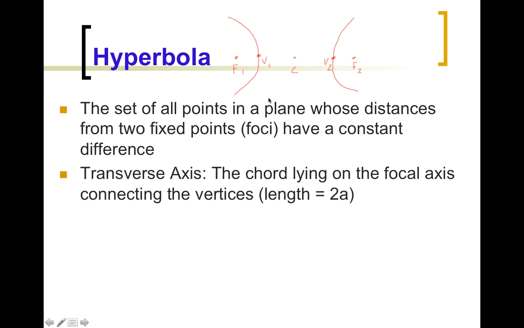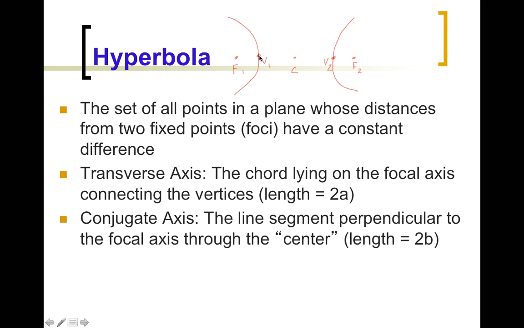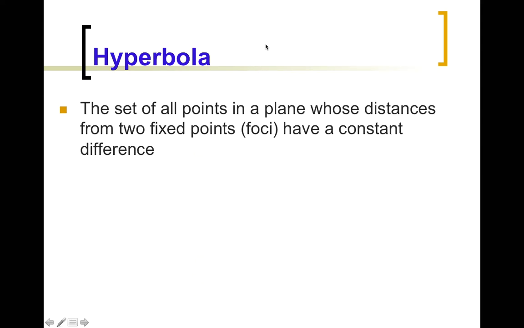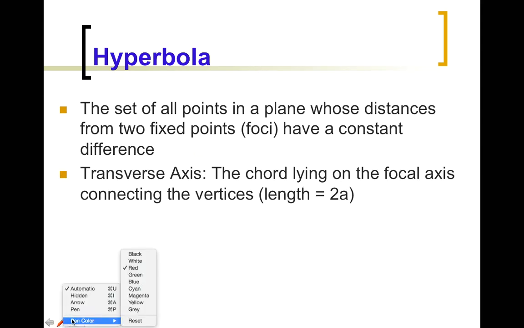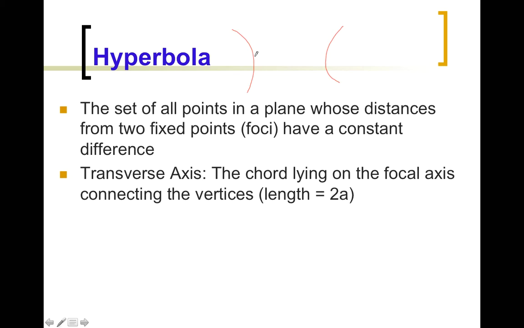So we have these things called transverse axes, or a transverse axis is a single thing. It's the chord, which just means a line segment, lying on the focal axis connecting the two vertices. So going between the two vertices, this distance is 2a, which means the distance from the center to a vertex is a.